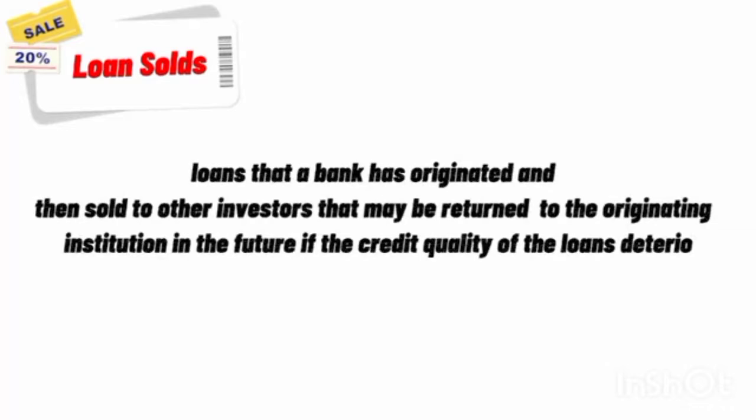So next is loans sold. Loans sold are loans that a bank has originated and then sold to other investors, that may be returned to the originating institution in the future if the credit quality of the loans deteriorates. We discussed the types of loans that banks sell, their incentives to sell, and the way in which they can sell them in more detail in Chapter 24.